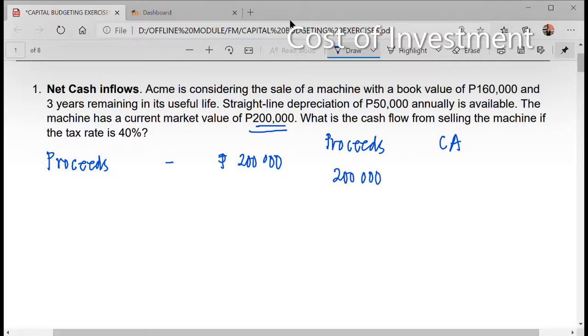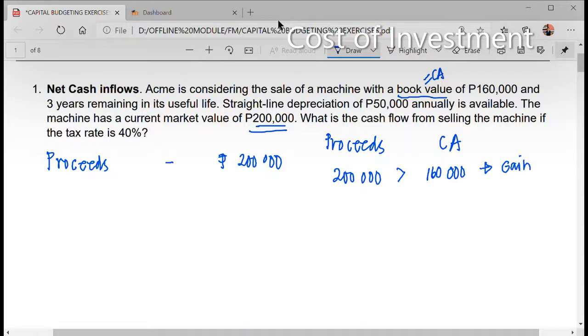And then you have the carrying amount. So we need to compute for the carrying amount. Do we still need to compute? It is given here. Book value is the same as the carrying amount, so no need to compute. But if it is not given, you still need to compute the cost and accumulated depreciation to get the carrying amount. Since the proceeds here is greater than the carrying amount, it is a gain.